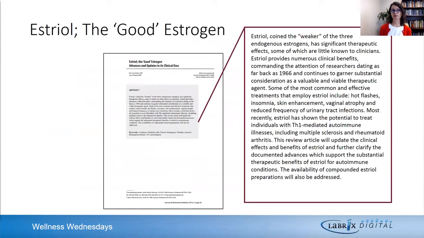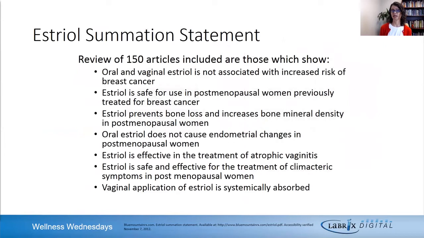This is an article that was written by the founders of Labrix, Drs. Mead and Lohman, that outlines the beneficial effects of estriol. And here's just a quick summary statement going over some of the beneficial effects of estriol, E3. A review of 150 articles showed that oral and vaginal estriol supplementation is not associated with an increased risk of breast cancer. It's safe for use in postmenopausal women who were previously treated for breast cancer.